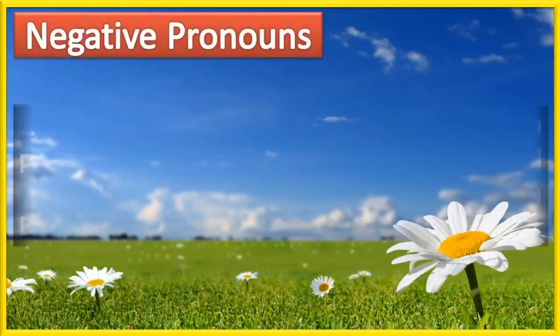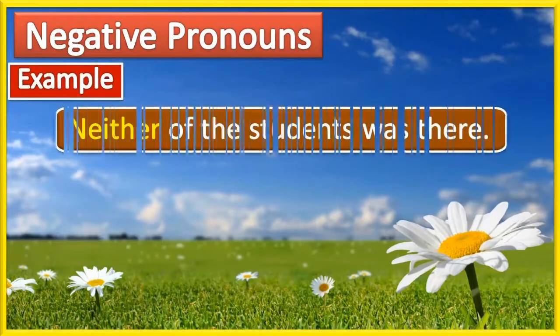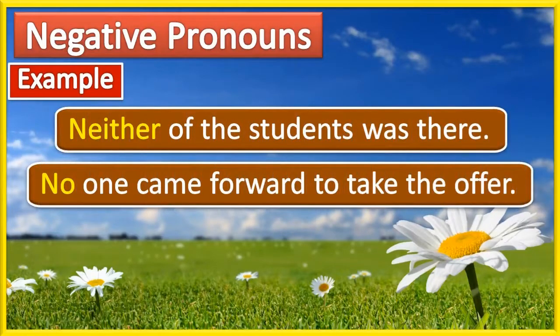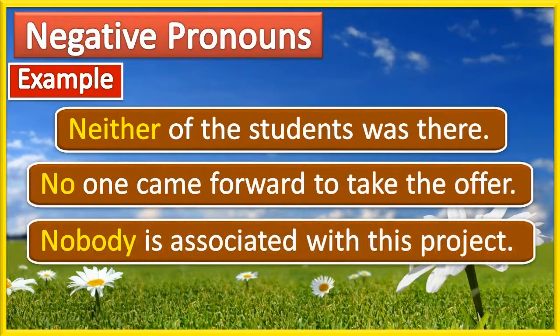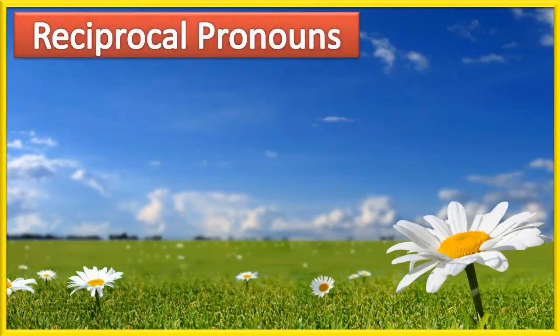Negative pronouns. A negative pronoun refers to a negative noun phrase. No one, nobody, neither, none, and nothing are the negative pronouns used in English. Examples: Neither of the students was there. No one came forward to take the offer. Nobody is associated with this project. None is there.